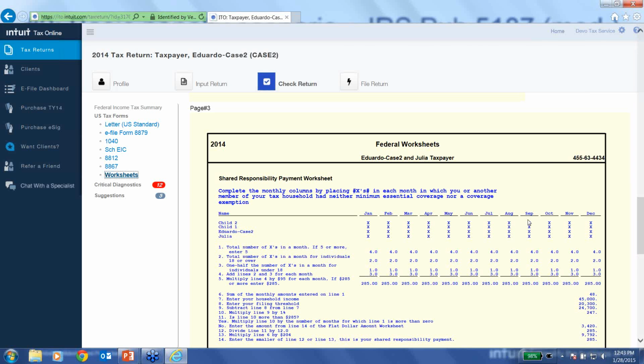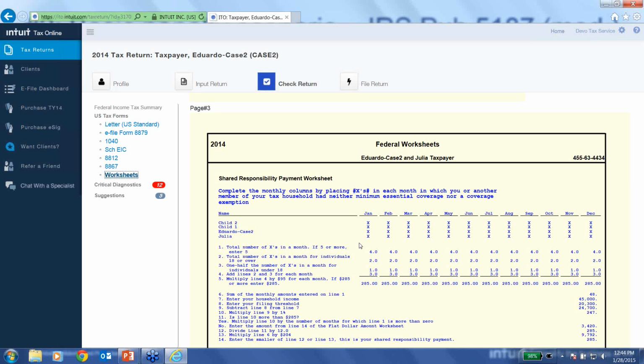We list out all the folks, and they have X's across the board. The IRS wants us to put X's in the months where there's no coverage and no exemptions. So for everyone in the household, they get X's across the board. Line 1, total number of X's in a month. So we have 4 across the board.